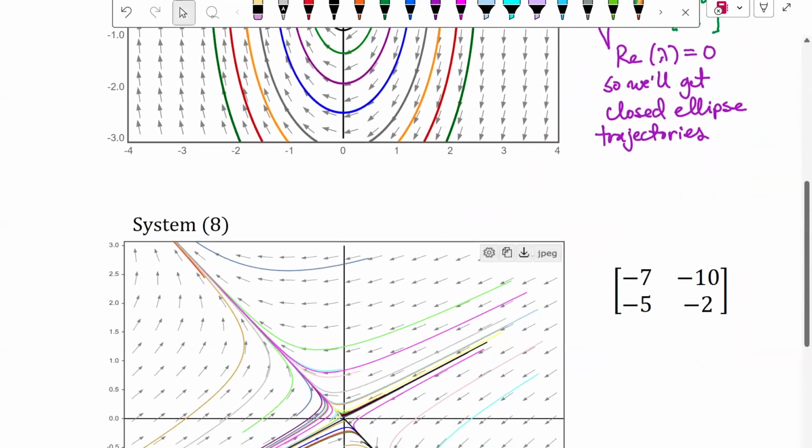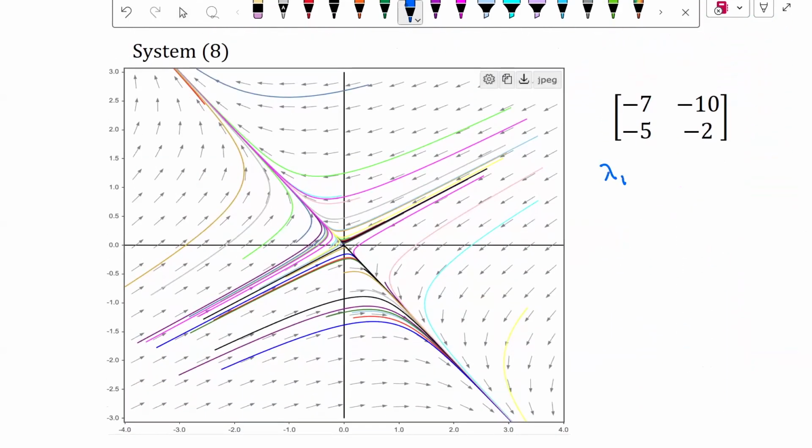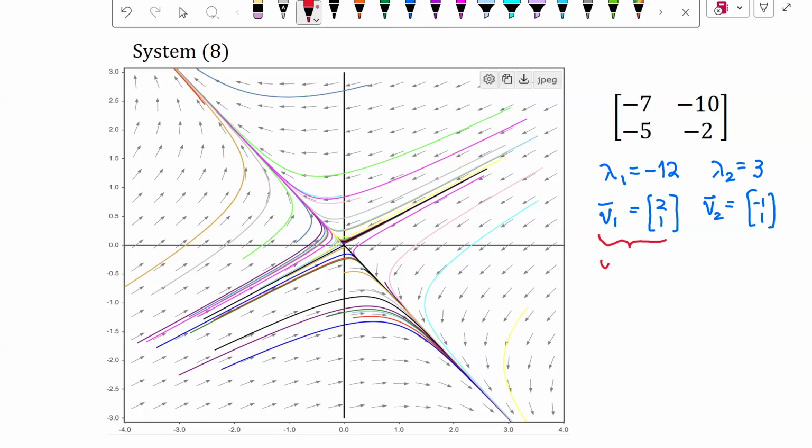Finally, let's go to system 8. In this case, we're back to having real eigenvalue-eigenvector pairs. Notice that one eigenvalue is negative and one is positive. In the case of the negative eigenvalue, our solutions will be moving toward 0. In the case of the positive eigenvalue, the solution moves out toward infinity. So what does this mean?